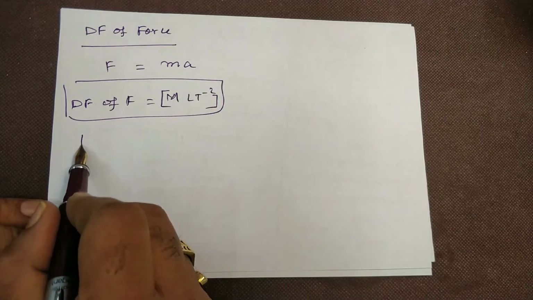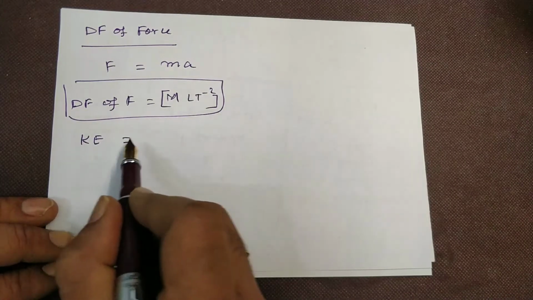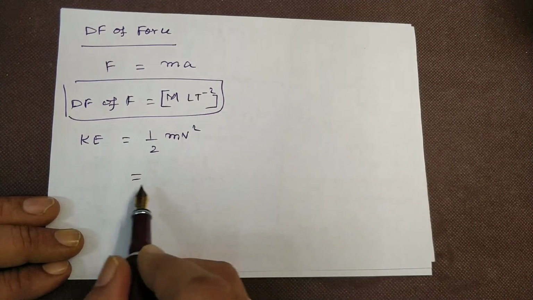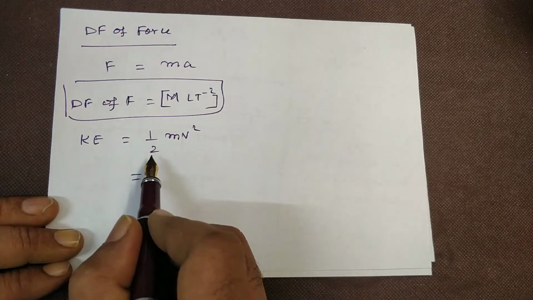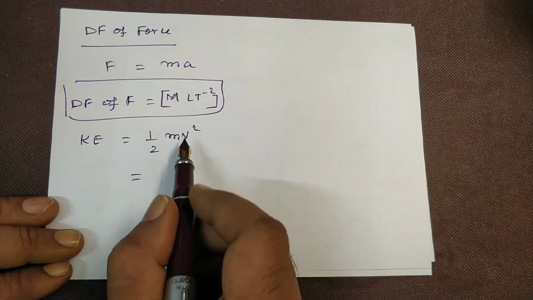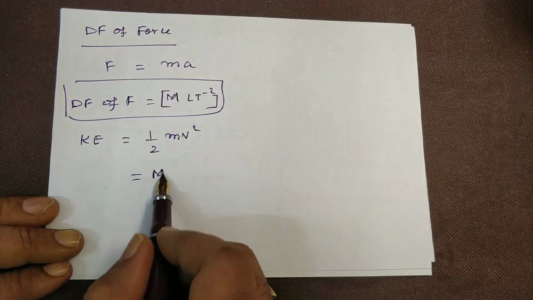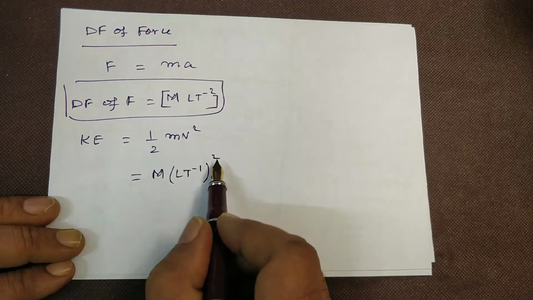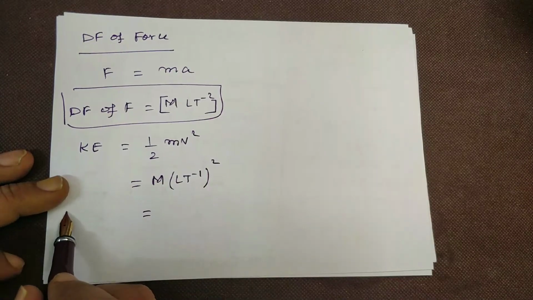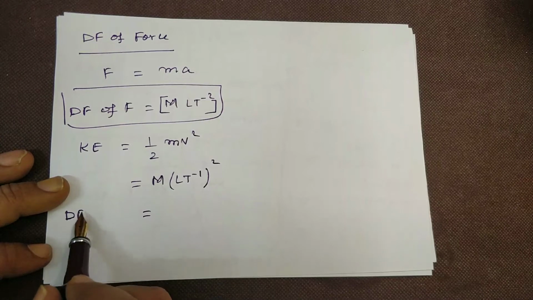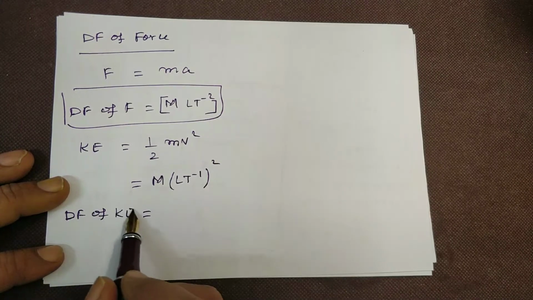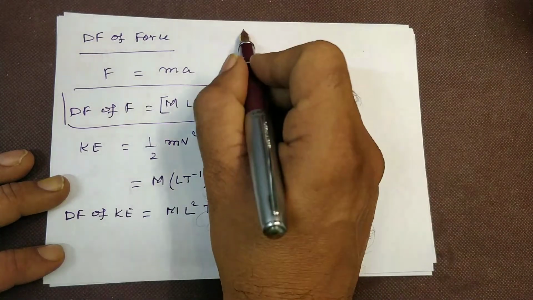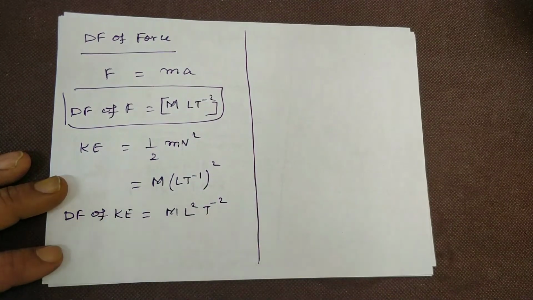Kinetic energy is given by half m v squared. Therefore, forget about the quantities, we have to focus on only the parameters. So m, velocity is L T power minus 1 whole squared. So kinetic energy, dF of kinetic energy is M L squared T power minus 2. So this is the way you have to work out.